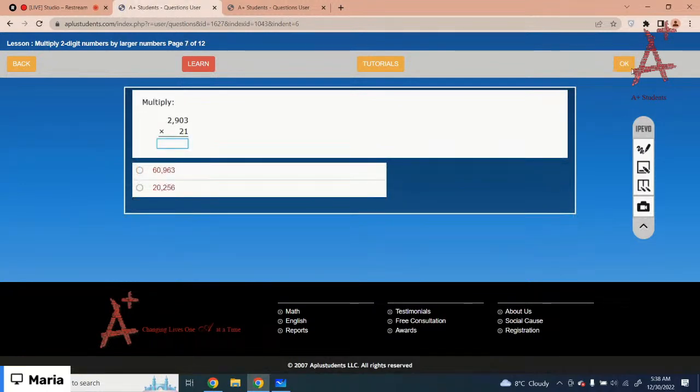Okay, 2,903 times 21. So which of the option is the correct one? You can do the question on your notebook, use your notebook and pencil, and let me know the answer. The correct option is the first one. It would be 60,963. Got it.